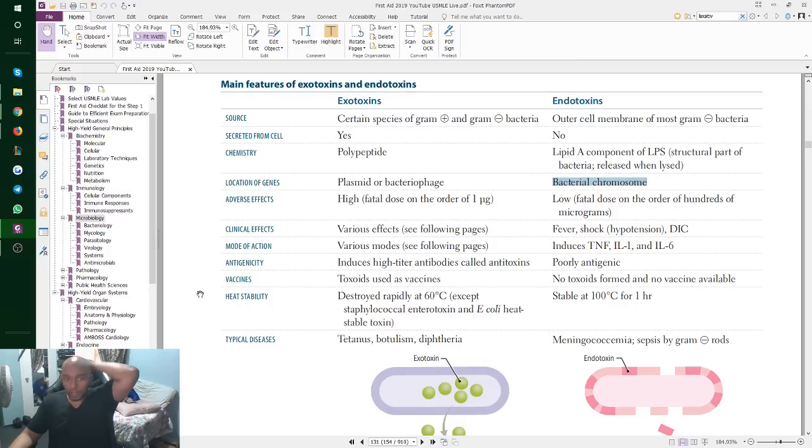So clinical effects of exotoxins, as well as the mode of action of exotoxins, really depends on which toxin you're talking about. But for endotoxins, it's pretty straightforward. The clinical effects of endotoxins like lipopolysaccharide will cause fever, shock, and DIC, right, disseminated intravascular coagulation. And most of which is actually due to the activity of TNF, interleukin-1, and interleukin-6, all of which actually induce fever.